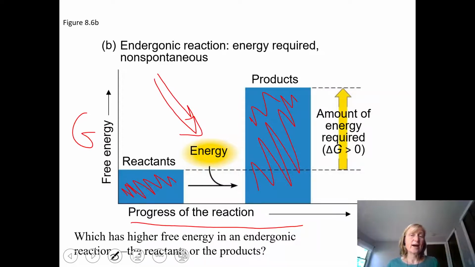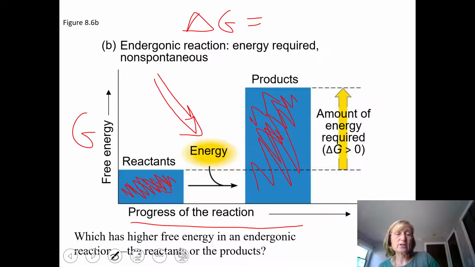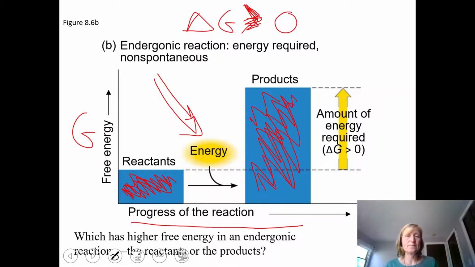If I calculate delta G is equal to the free energy of the products minus the free energy of the reactants, remember. You're going to get a positive number. So I'm going to put greater than 0. Okay? Which has higher free energy in an endergonic reaction, the reactants or the products? Well, the picture shows us the products do.